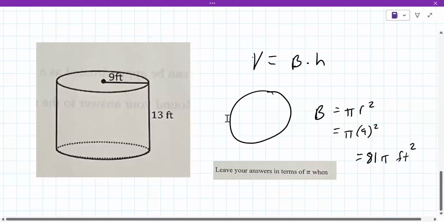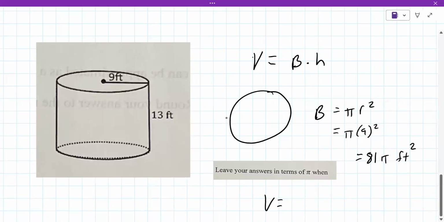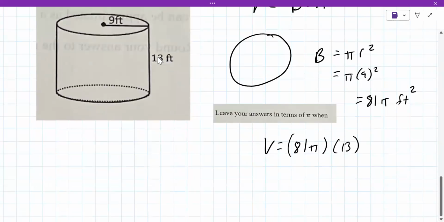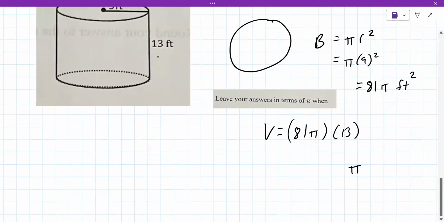Now the volume, we're almost there. The volume is the base, which is 81 pi, times the height. What's the height of the cylinder? It's 13. Now, again, your answer is going to have a pi in it. So just keep the pi there and multiply 81 times 13.